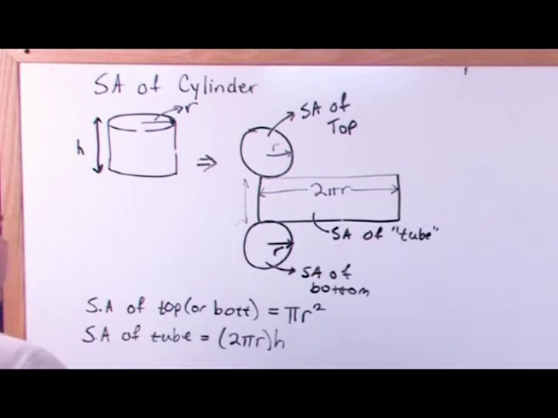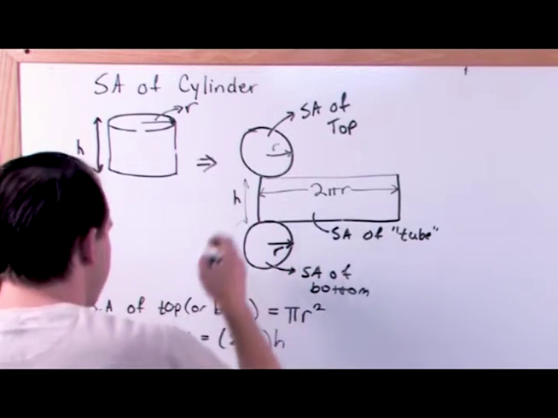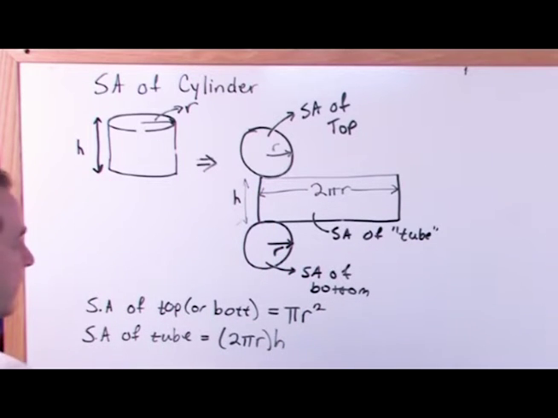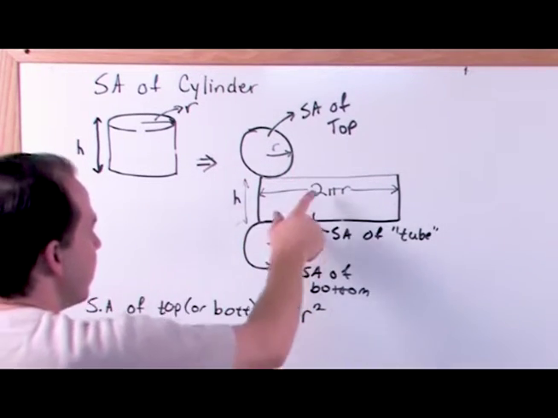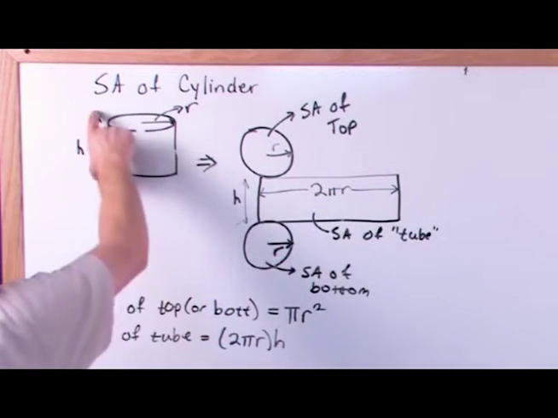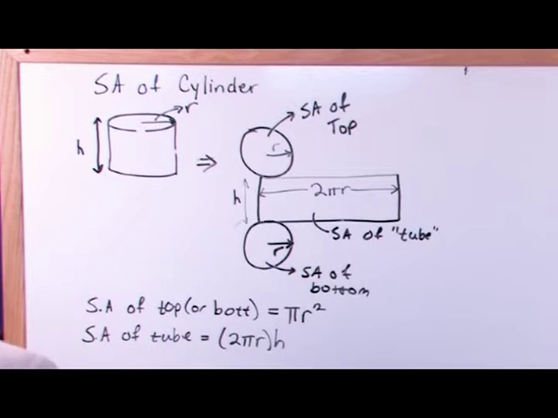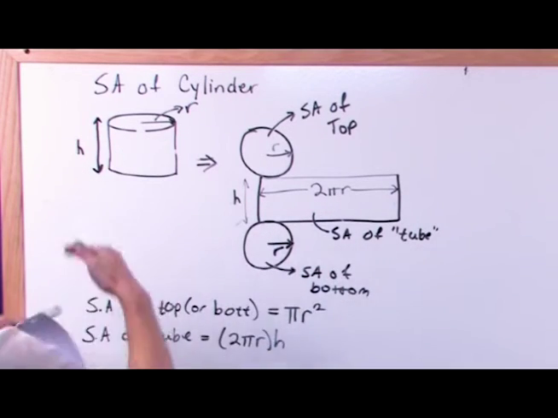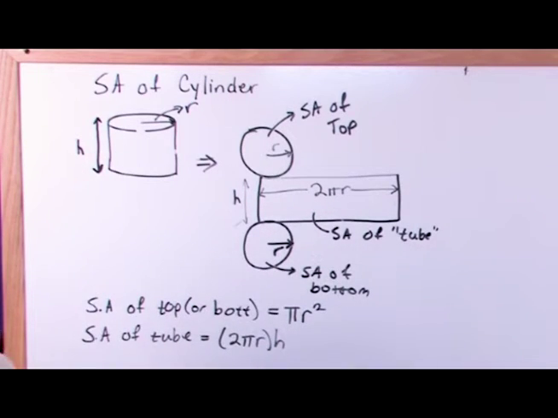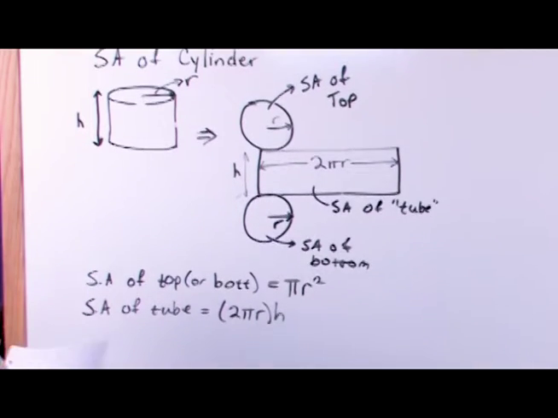Now the distance in this direction is just simply the height, and in order to get the area of any rectangle, you multiply one dimension times the other dimension. So 2 pi r times the height. Okay, that's how you get the surface area of this tube. It's the distance all the way around, which gives you the length, and the height gives you the surface area.